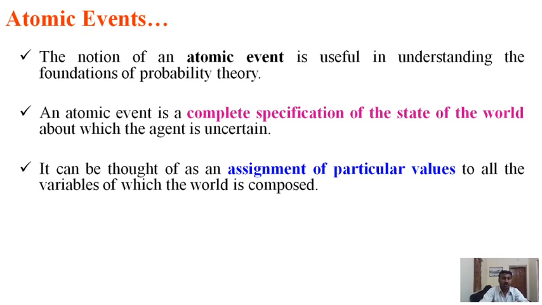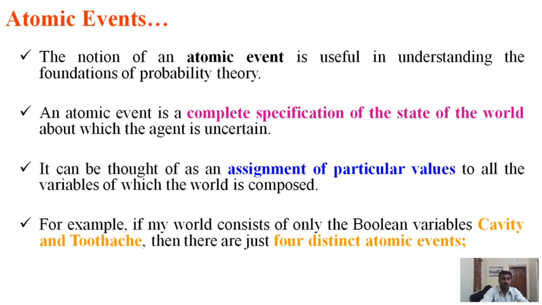It can be thought of as an assignment of particular values to all the variables of which the world is composed. So it is nothing but a particular value. Atomic event means that the event is expressed individually, and the value it generates is a particular value of the variable which the world is exposed to.